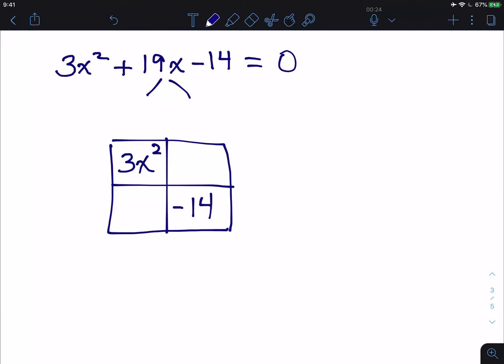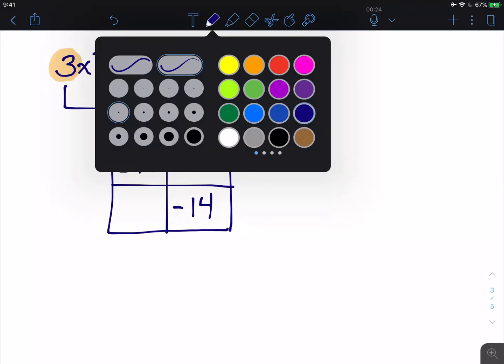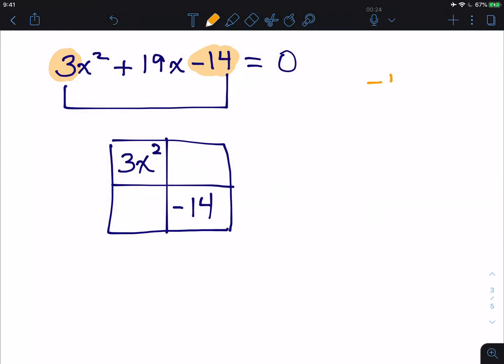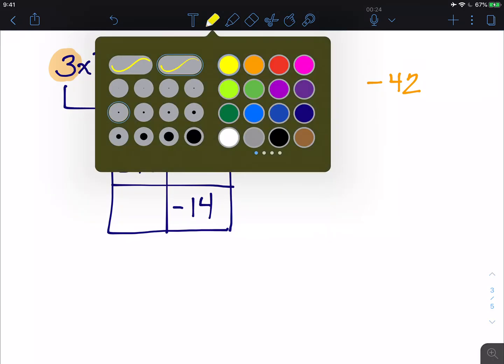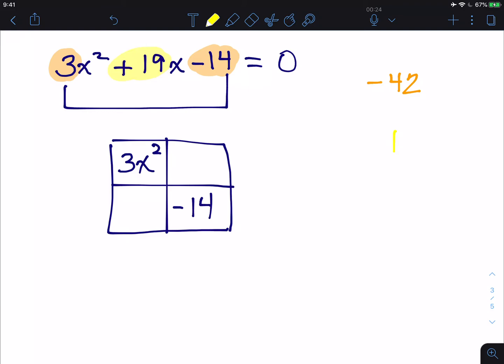But the way we teach students to do it in algebra is we use what's called the AC method. So what we want to do is find two numbers that multiply to give us the product of 3 and negative 14. So we're looking for two numbers that multiply to give us negative 42 and that add to give us positive 19. So two numbers that multiply to give us negative 42 and add to give us positive 19.